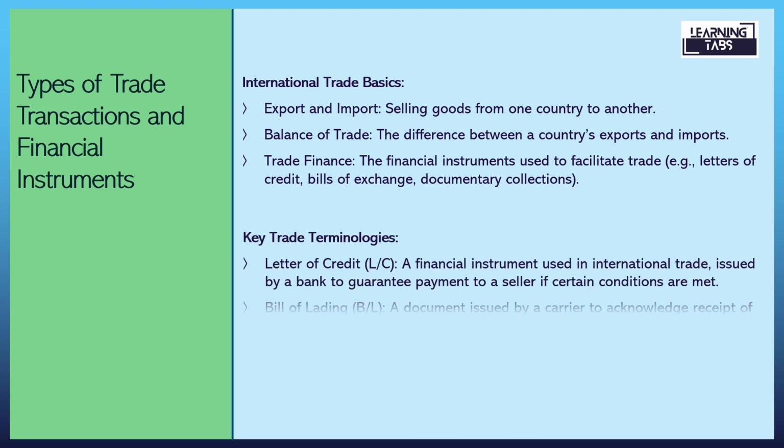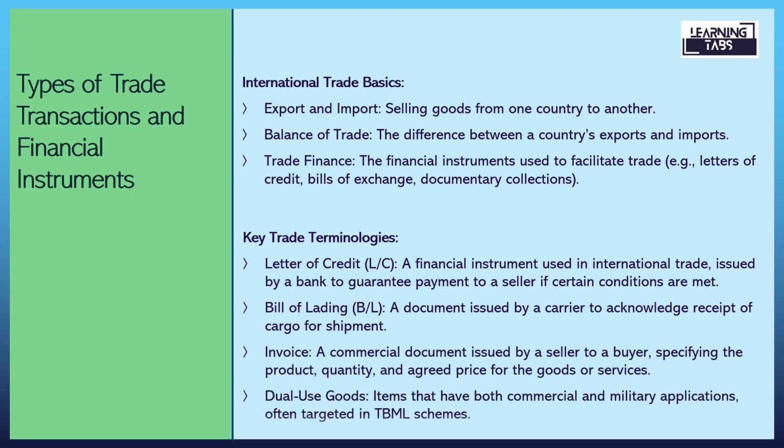Key trade terminologies. Letter of credit, LC: a financial instrument used in international trade, issued by a bank to guarantee payment to a seller if certain conditions are met. Bill of lading, BL: a document issued by a carrier to acknowledge receipt of cargo for shipment.